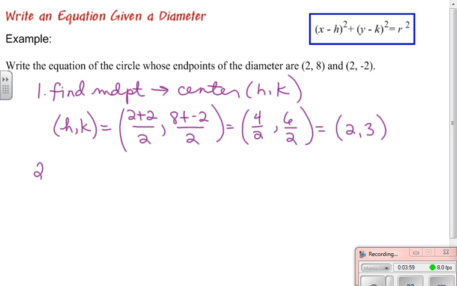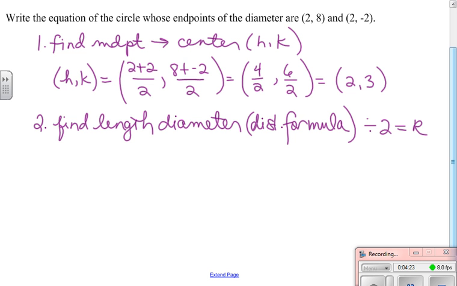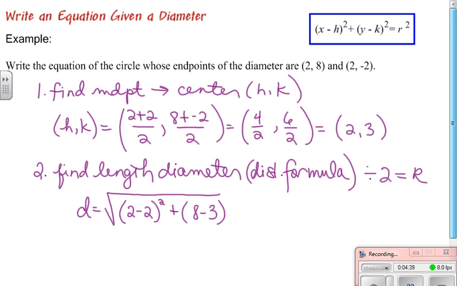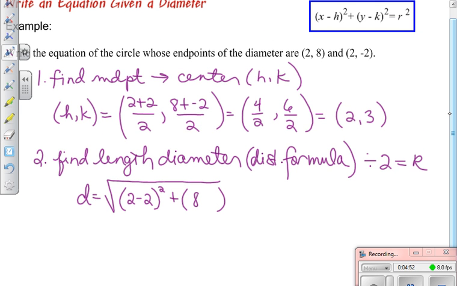Now the second step is to find the length of the diameter. Remember, that's going to be the distance formula. And then I will divide it by 2 to get the radius. And then I will have the radius for my formula. And so my diameter is equal to the square root of (2 minus 2) quantity squared plus (8 minus 2), sorry, (8 minus 2) quantity squared.